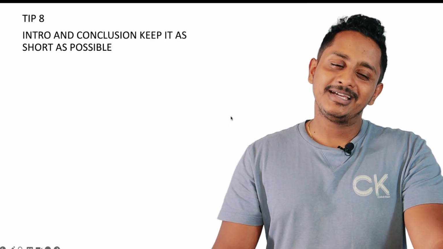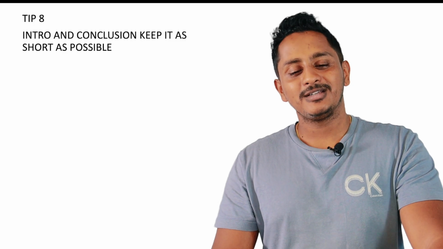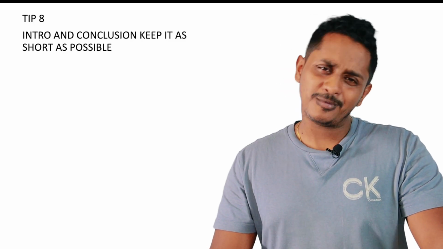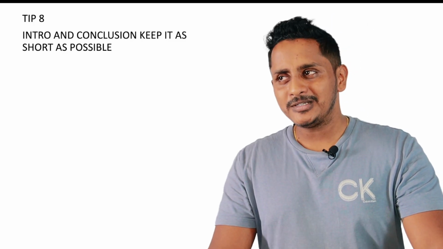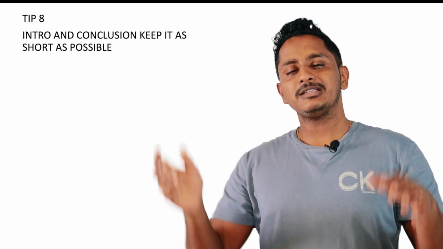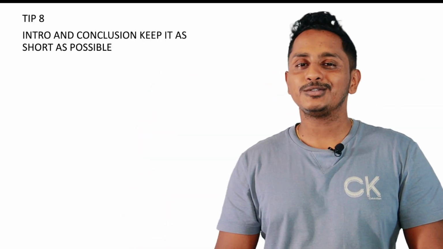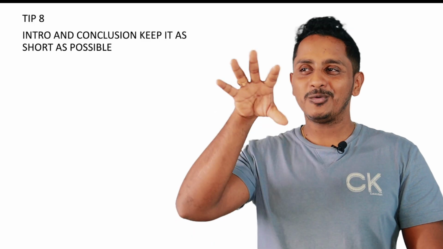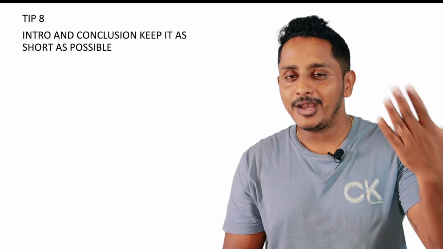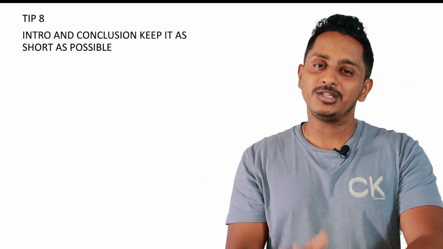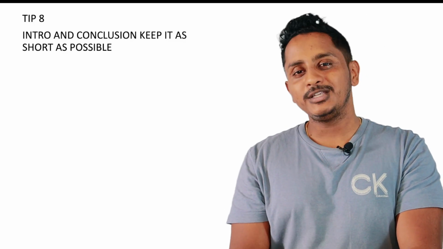Tip number 8: introduction and conclusion, keep them as short as possible. I've seen people writing an introduction of some 10 lines and a conclusion of some 11, 12 lines. Not required, they are not scored. It's body 1 and body 2, meaning para 2 and para 3, that are actually the score boosters. It's not the intro and conclusion.